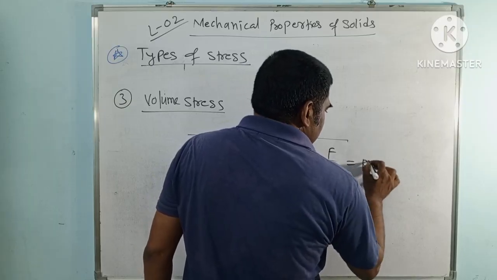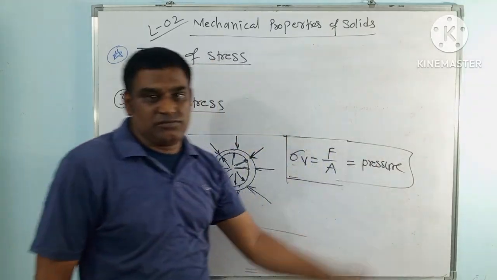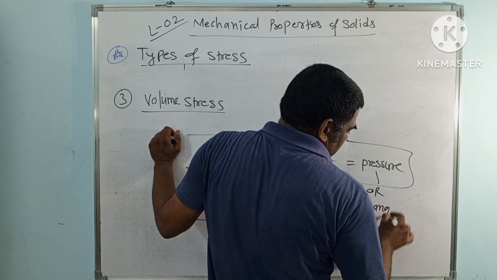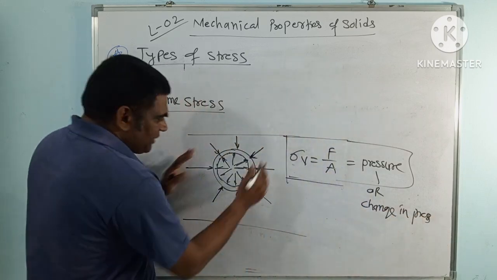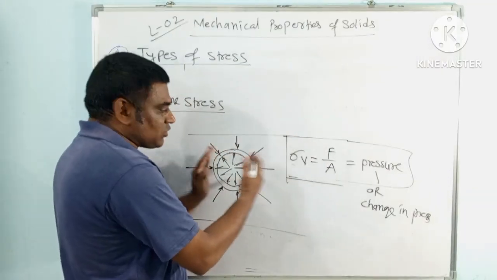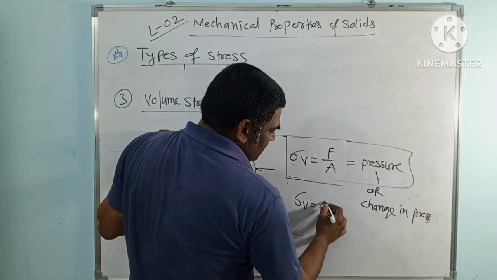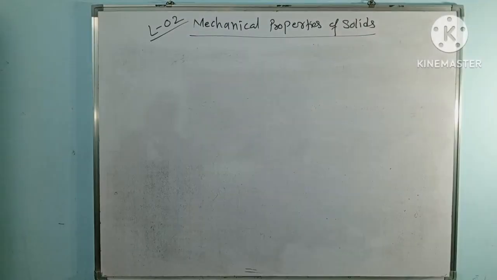Okay. So this volume stress is basically a pressure. We call it a pressure, or basically change in pressure. Because this body is kept there, some pressure will be there, and due to the additional force, additional pressure will be developed. So basically this volumetric stress is equal to change in pressure.